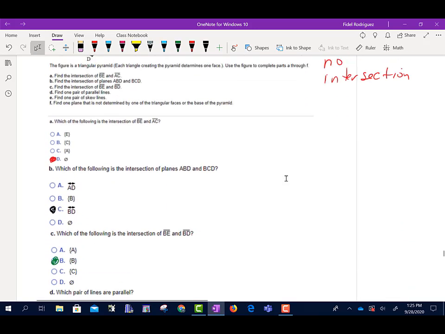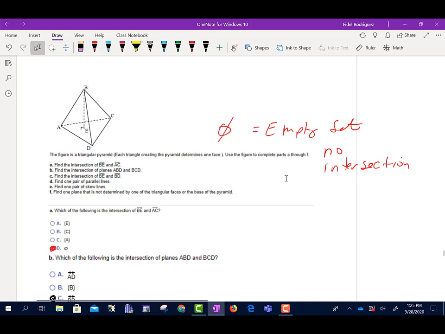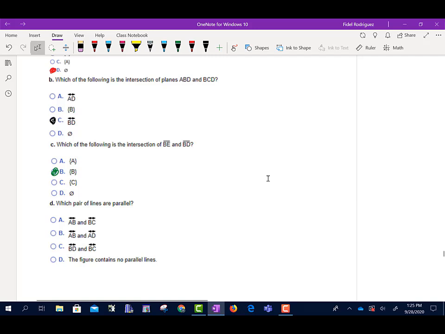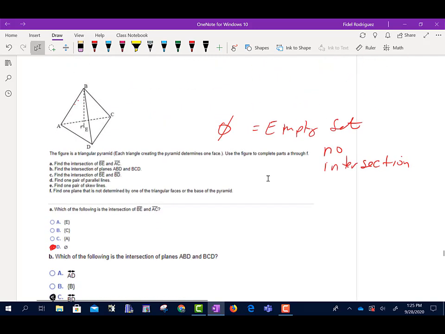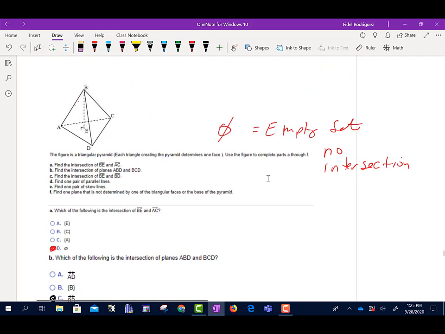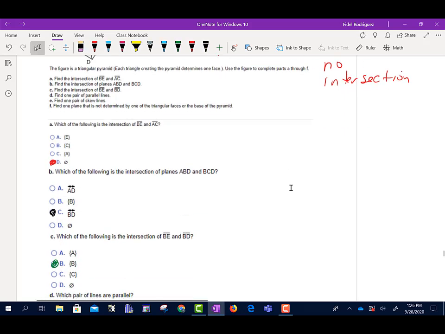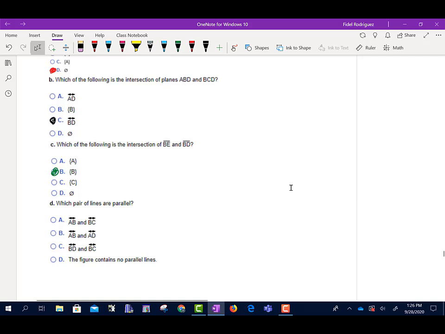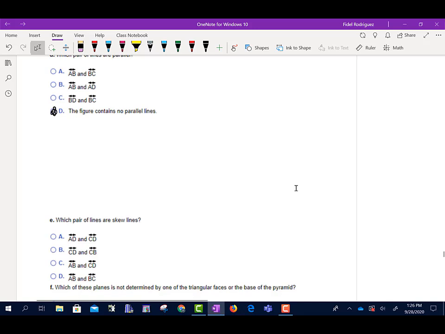Let's see, AB and AD. AB and AD, no, because they intersect right there, so those are not parallel lines, right? Parallel lines never meet. They're in the same plane. BD and BC. BD and BC, no, because they intersect right there. And so if I look at my 4th choice, it says the figure contains no parallel lines, and that would be my correct option, right?